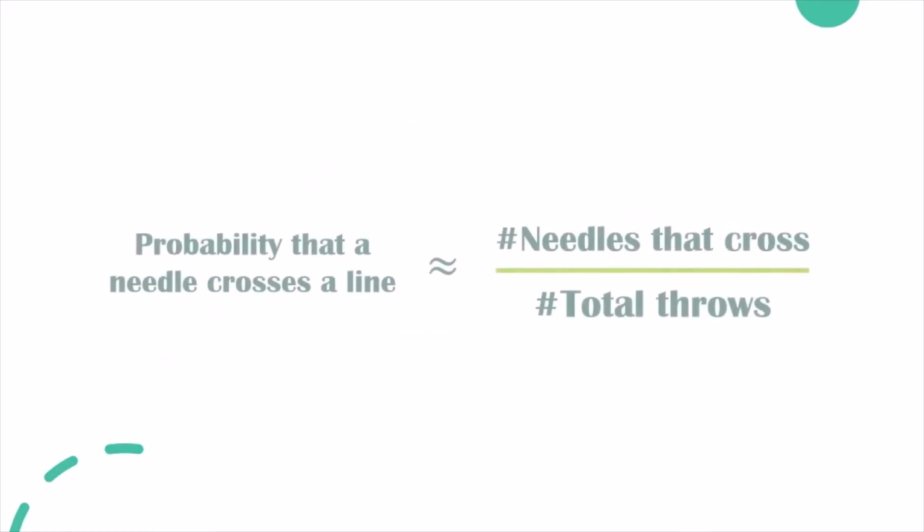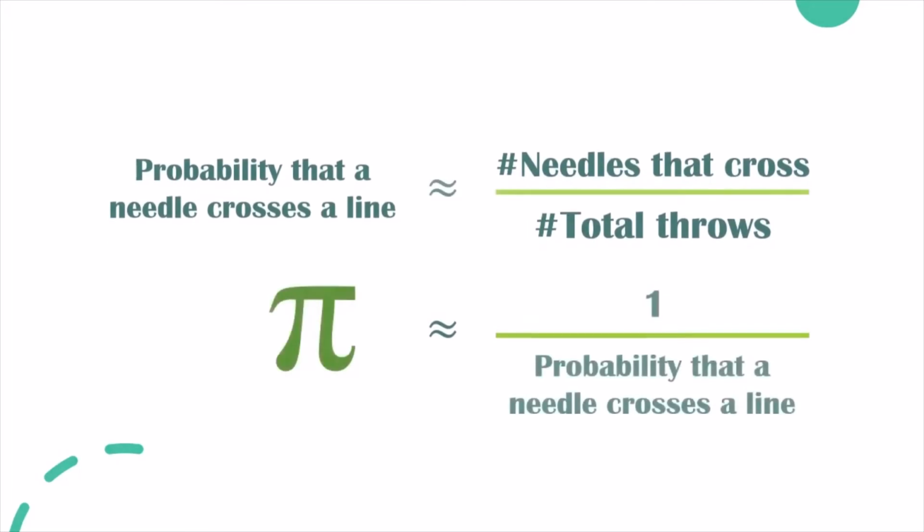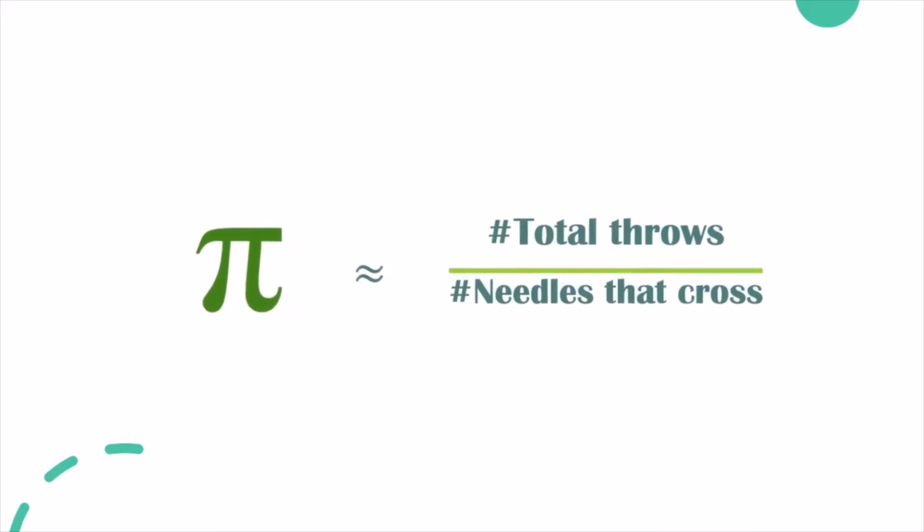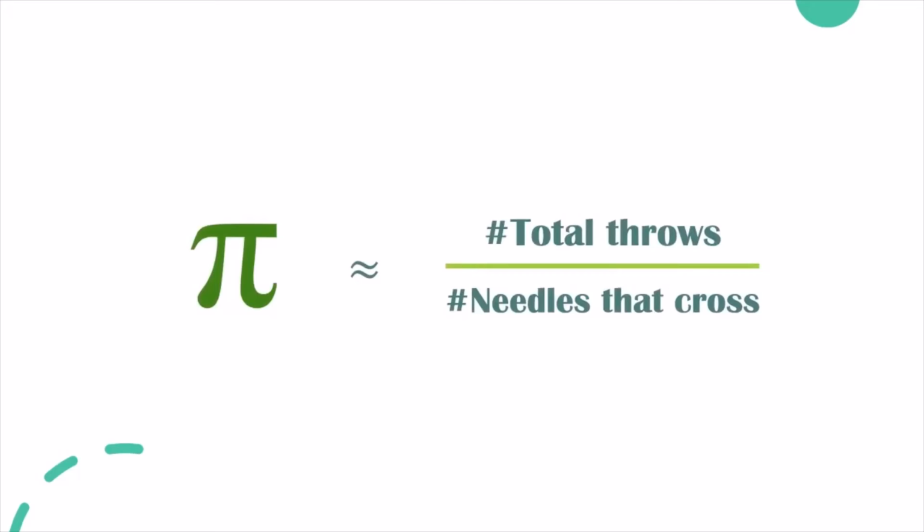The probability that a needle crosses a line can roughly be found by taking the number of times a needle crosses a line and dividing by the total number of needles thrown. But pi can be approximated by finding 1 over the probability that a needle crosses a line. And so in other words, pi is approximately the total number of throws divided by the number of needles that cross a line.